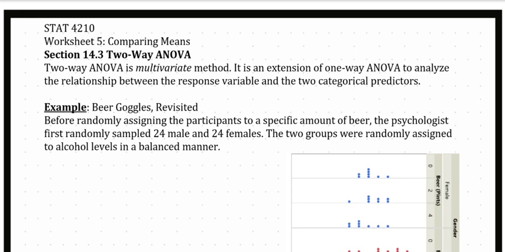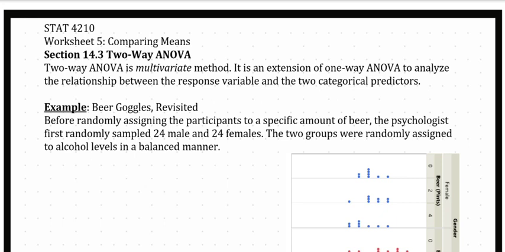Two-way ANOVA is a multivariate method, the same way multiple regression is a multivariate method. It's an extension of one-way ANOVA, which allows us to analyze the relationship between a quantitative response and two categorical predictors. So the 2 in two-way ANOVA refers to the number of categorical predictors, just as 1 in one-way ANOVA refers to the number of categorical predictors. So the number of ways in ANOVA is the number of ways that we can classify our data, or the number of categorical predictors that we have.